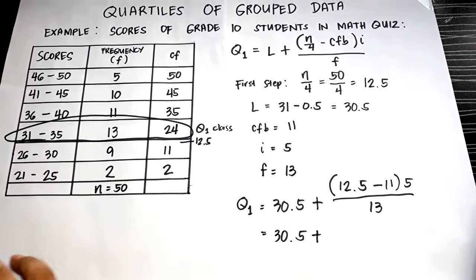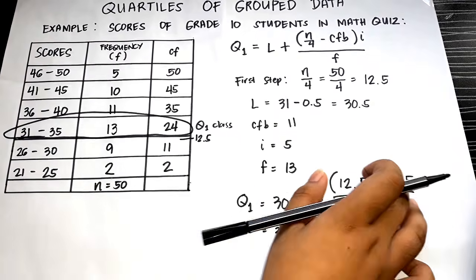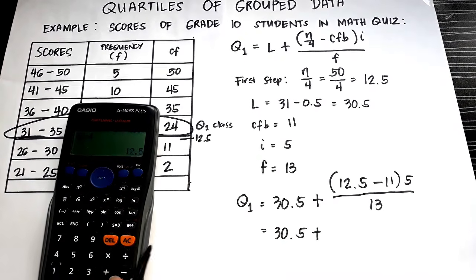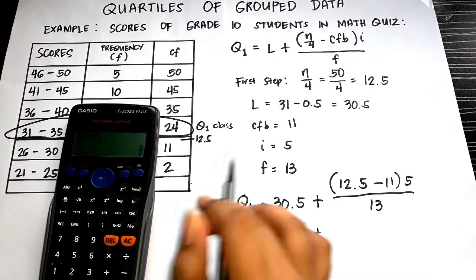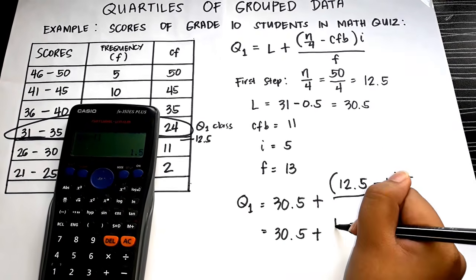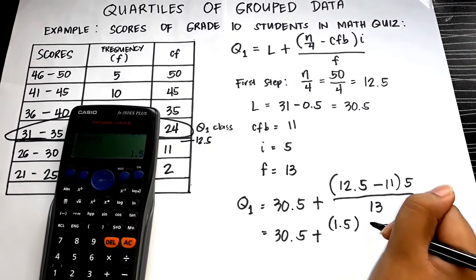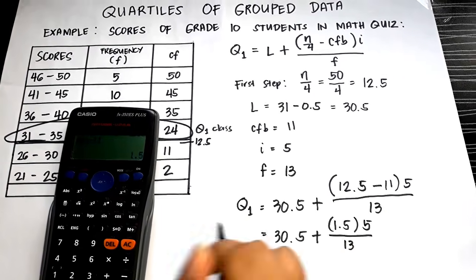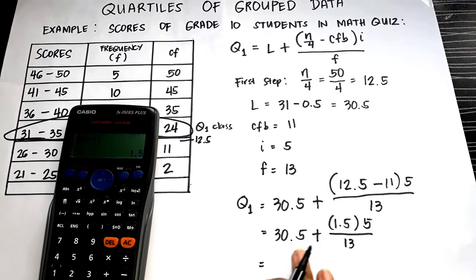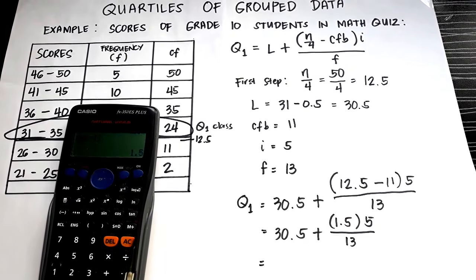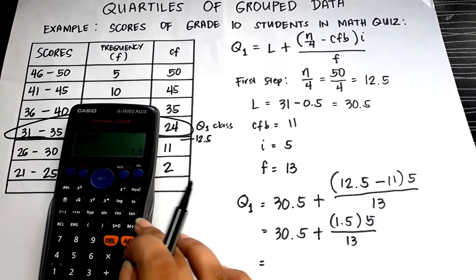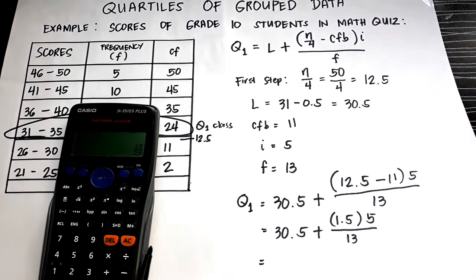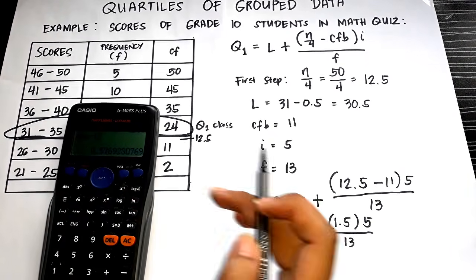Ang uunahin nating i-solve is the one inside our parentheses. So that is 12.5 minus 11, that is 1.5, times 5 over 13. Okay. Now we're going to solve for 1.5 times 5. That is 7.5 divided by 13. That is 0.57.